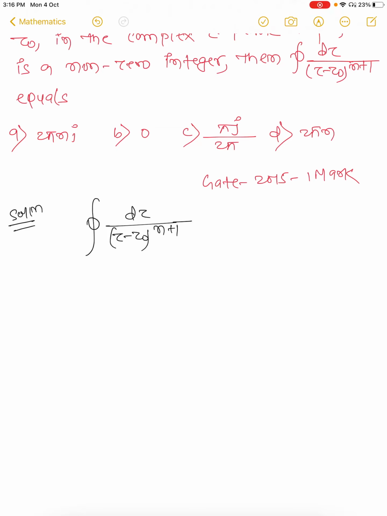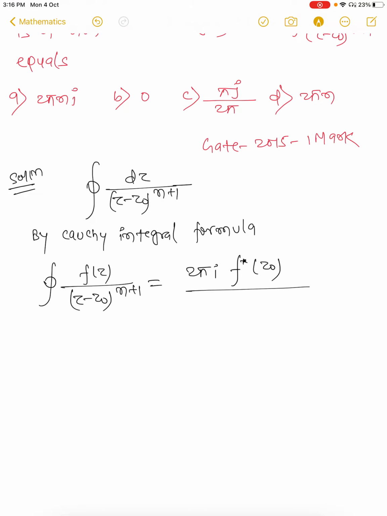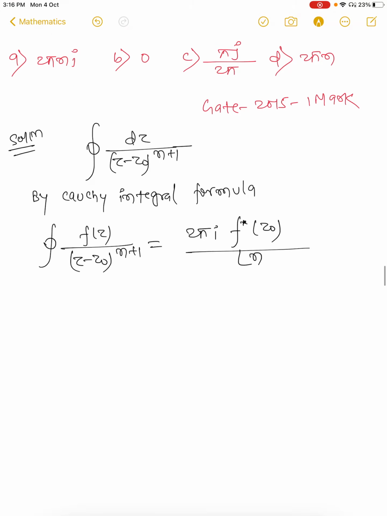So according to the Cauchy integral formula, the integral of f(z) upon (z minus z0) to the power n plus 1 will be 2 pi i f^(n)(z0) upon factorial n. So from here.